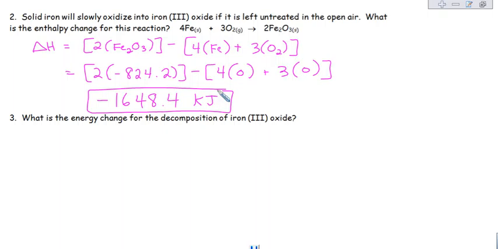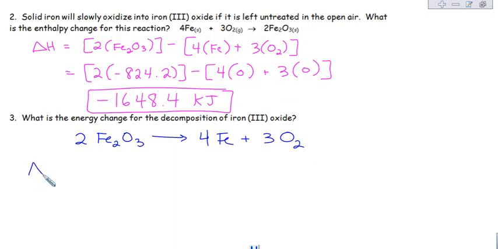Okay, now watch this. What if we want to reverse that? What if I want the decomposition of the iron oxide? So if I reverse that equation, 2Fe2O3, the iron oxide decomposes to form the iron and the oxygen, O2. Now you can plug it in if you want to, but look, it's really just going to be like the opposite here.